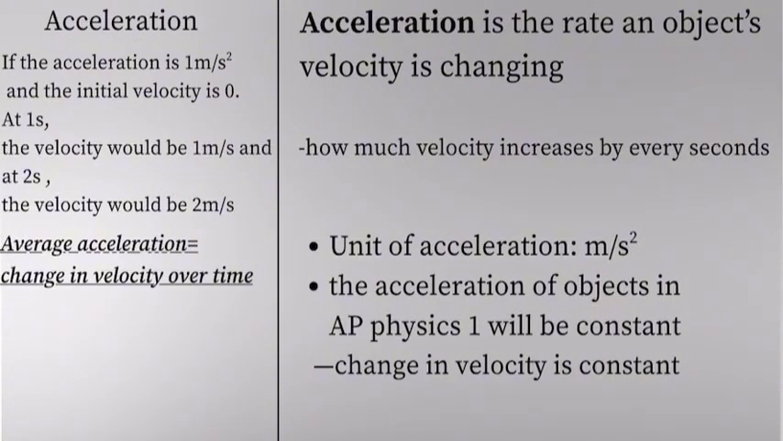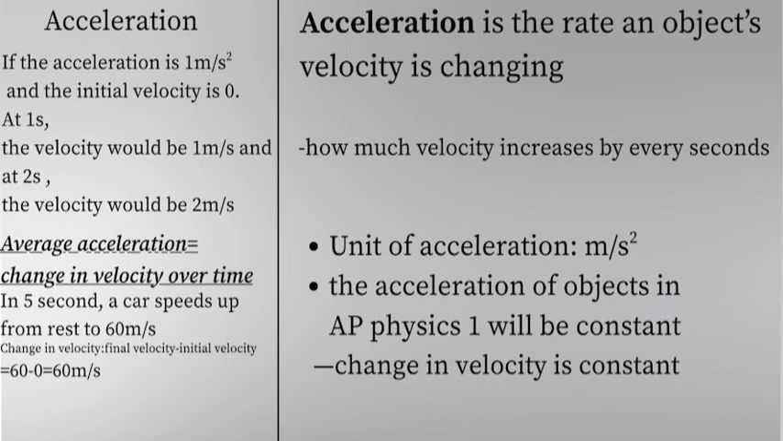As an example, if in 5 seconds a car speeds from rest to 60 meters per second, then the change in velocity would be final velocity, which is 60, minus initial velocity, which is 0 because it starts from rest, 60 meters per second. Over 5 seconds, the acceleration will be 12 meters per second squared.